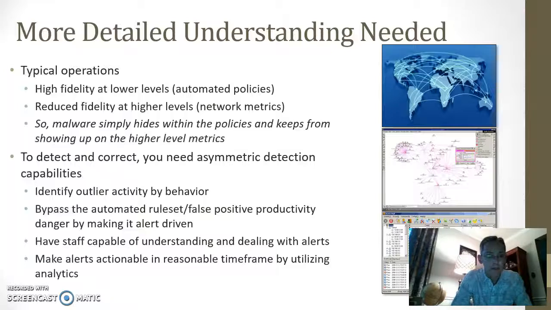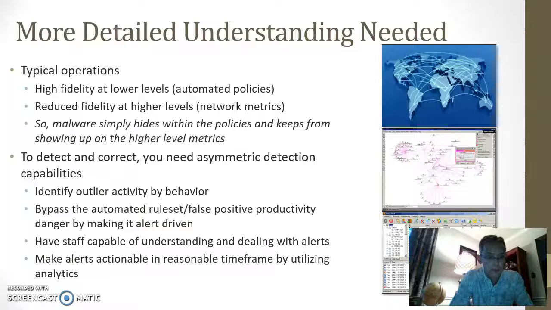Typical operations, you're going to be operating at a high fidelity at some of your low levels, so you have some automated policies in place. You'll have some reduced fidelity at the higher level, so your network metrics and malware can simply hide within these policies and keep from showing up on the higher level metrics, right? If you think you're okay because you're just looking at metrics, then that won't be able to detect it. So you need some sort of asymmetric detection capability. What I mean by that is something that's outside of what the attackers actually understand is your defensive capability. So you need to be able to identify their behavior, basically, by the activity you see on the network.